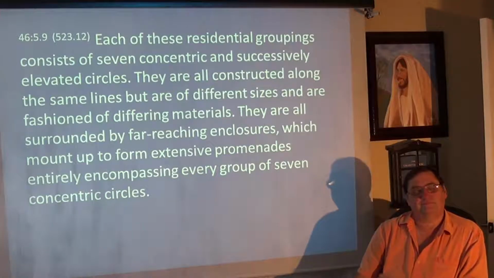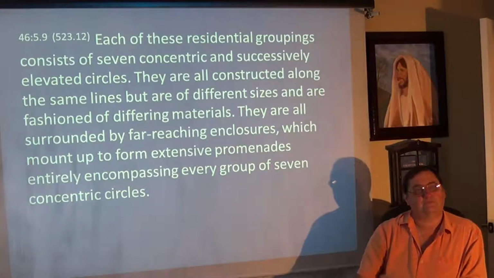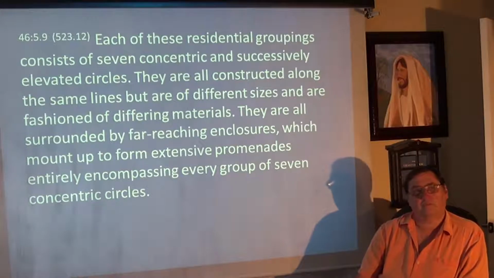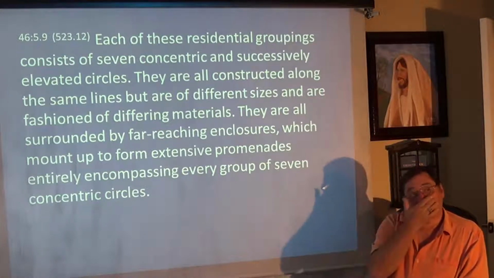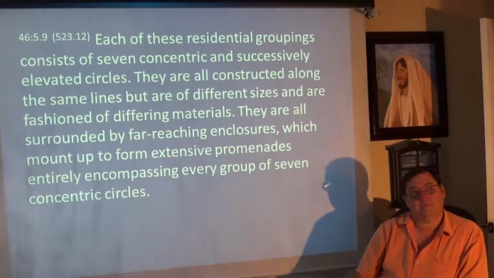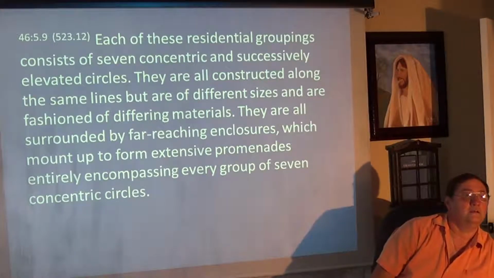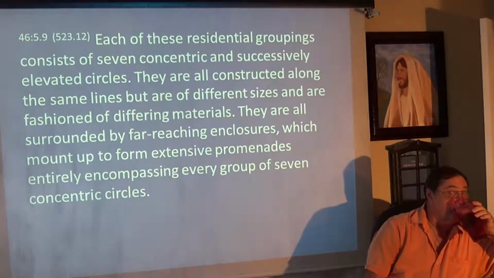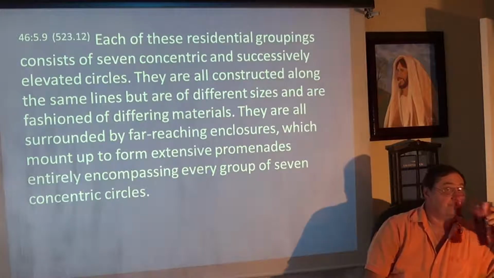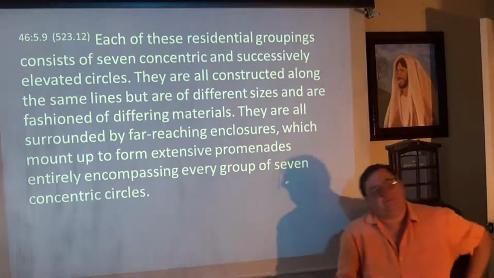I will. Okay, let's see. Each of these presidential groupings consists of 7 concentric and successively elevated circles. They are all constructed along the same lines, but are of different sizes and are fashioned of differing materials. They are all surrounded by far-reaching enclosures, which mount up to form extensive promenades entirely encompassing every group of 7 concentric circles.